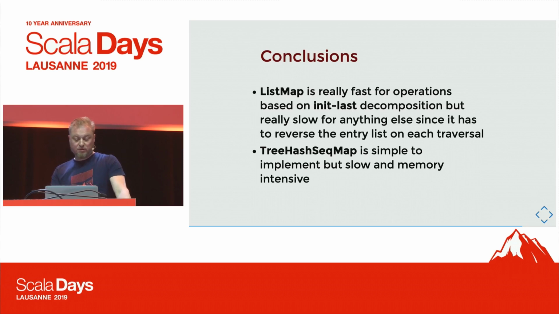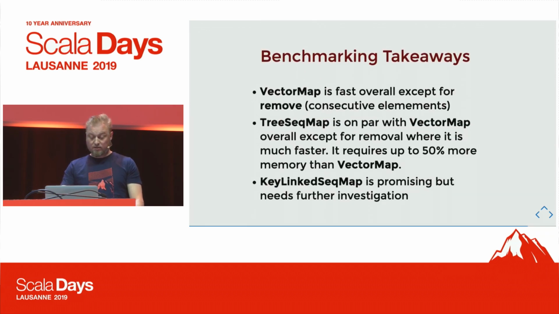Tree-hash-seek map is simple to implement. It's almost trivial to implement, but it's also quite slow and memory intensive. And that's why tree-seek map is an improvement of that one. Vector map is fast overall. It's a really good choice for everything except consecutive removals. So if you remove stuff in the same order you put it in, then it might not be the best choice.